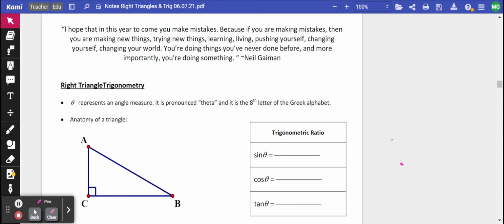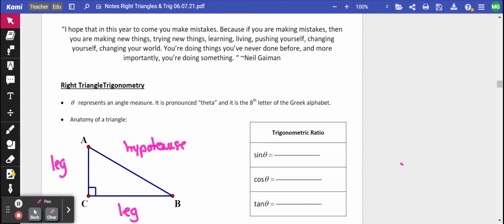When we look at a right triangle, we of course have our right angle here, which makes this side across from it the hypotenuse. And the other two sides that make an L are the legs. Okay, so leg one, leg two.